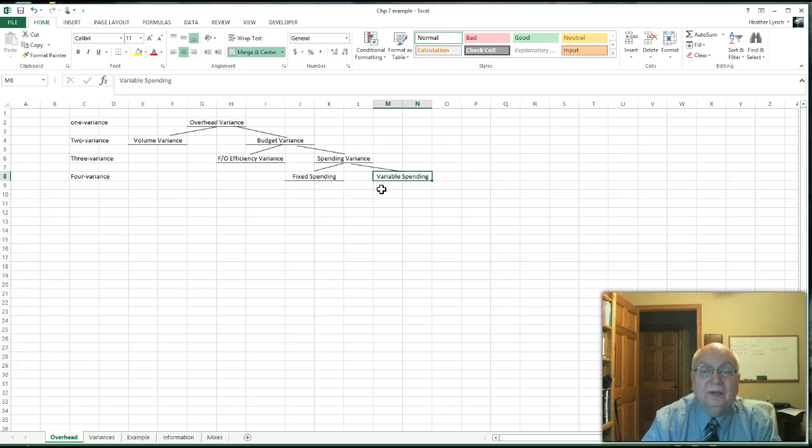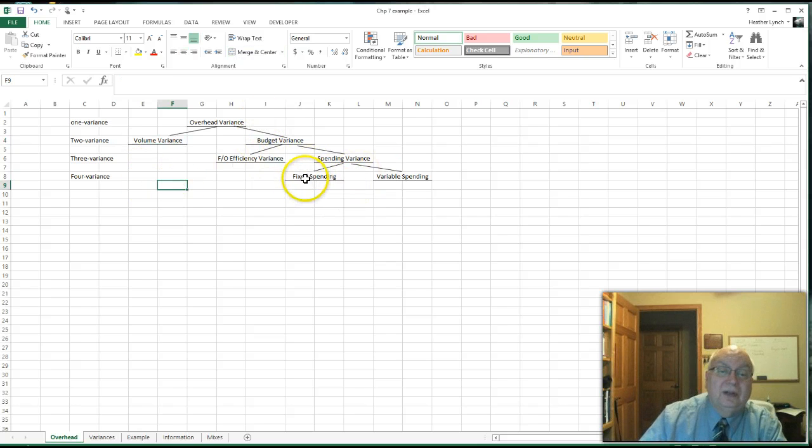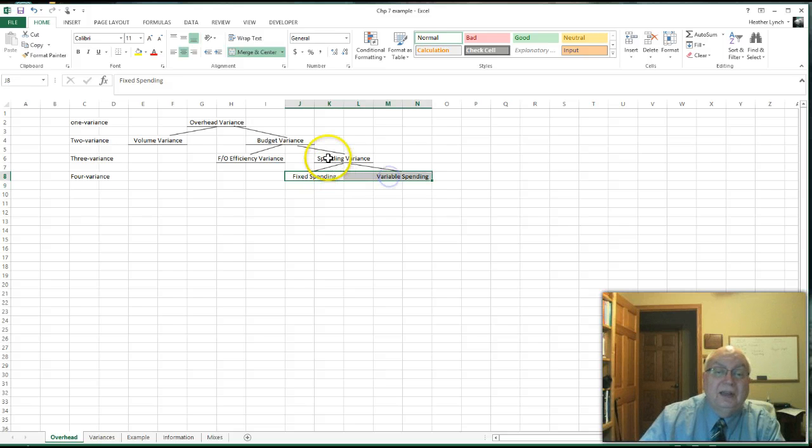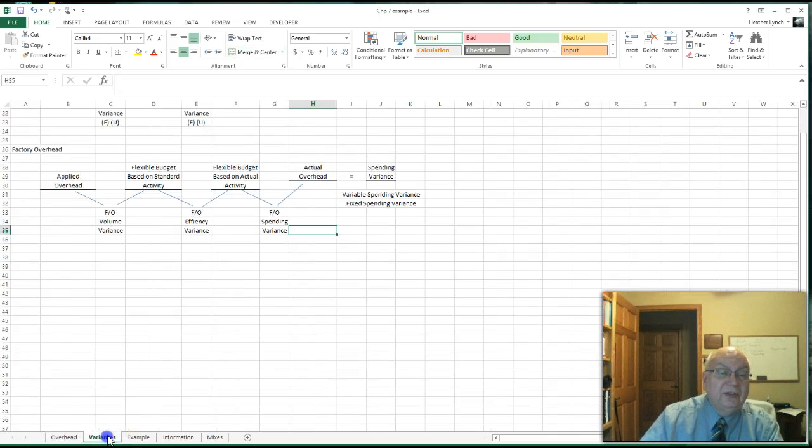So your total variable overhead variances is the variable spending plus the efficiency. The fixed variances is the fixed spending plus the volume variance. Those are your fixed overhead variances. And the reason why I do this is because these two added together gives you the spending variance. The efficiency and the spending variance will give you the budget variance, and the volume plus the budget variance gives you the overhead variance. Okay, so with that, we'll go into the variances.